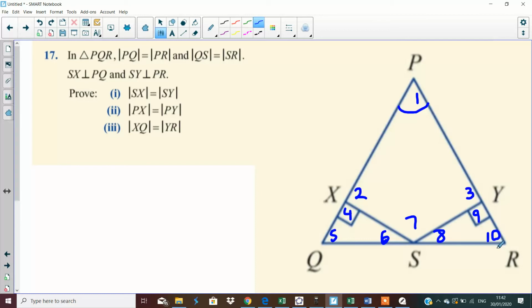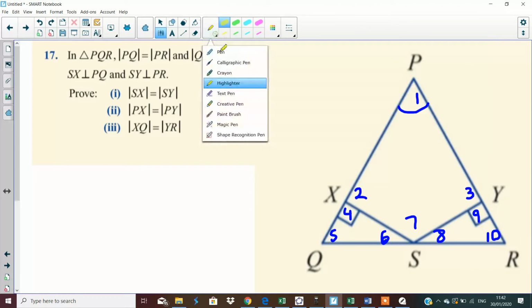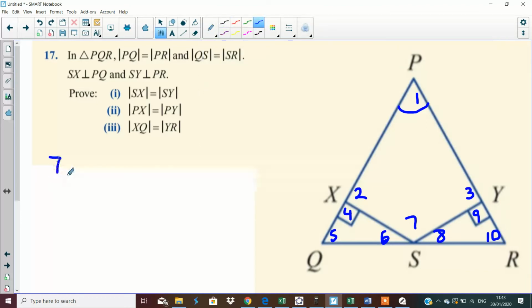So, prove that SX equals SY. Essentially, it wants me to prove that. What does it want me to prove? Which two triangles does it want me to show are congruent to each other? SQX, and which is the other one? So, to prove triangle SQX is congruent to SRY, or SYR. Is that all right? Now, let's begin.